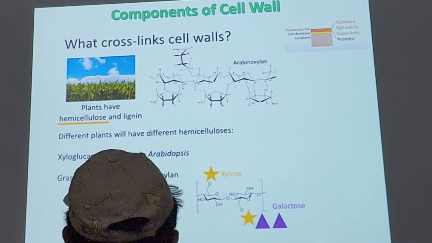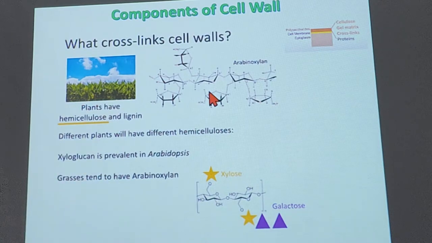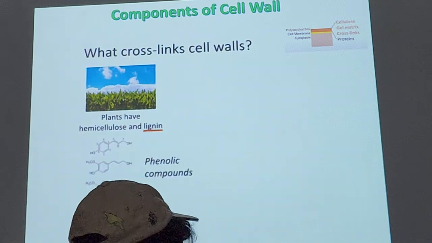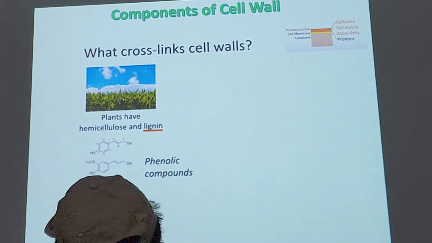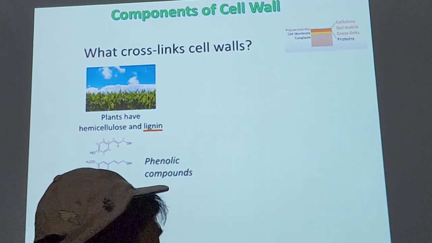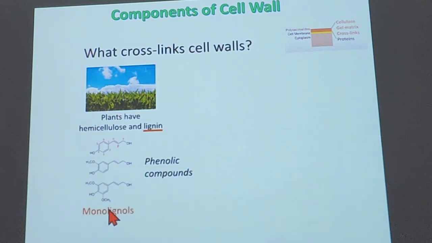Arabinose. So this crosslink pretty much ties up everything, and also cements the whole thing in the case of lignin. Okay, and this is the lignin. Don't worry too much about the name. The compounds that make the lignin are called monolignols. So this would be on this page here.